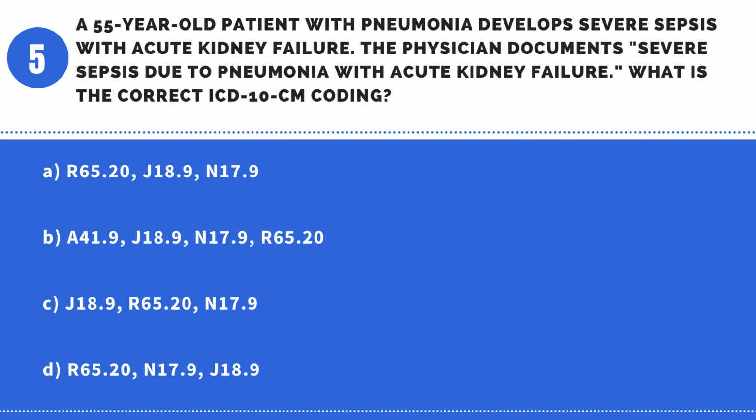Question 5. A 55-year-old patient with pneumonia develops severe sepsis with acute kidney failure. The physician documents severe sepsis due to pneumonia with acute kidney failure. What is the correct ICD-10 CM coding?